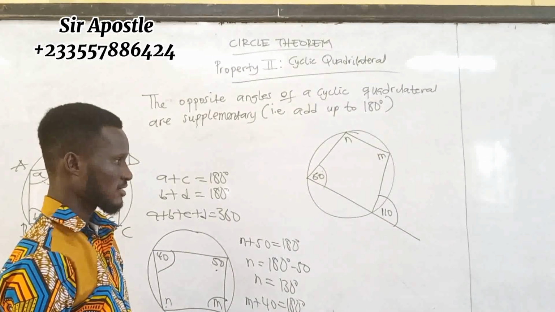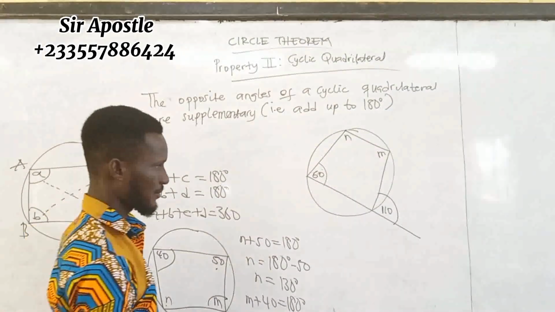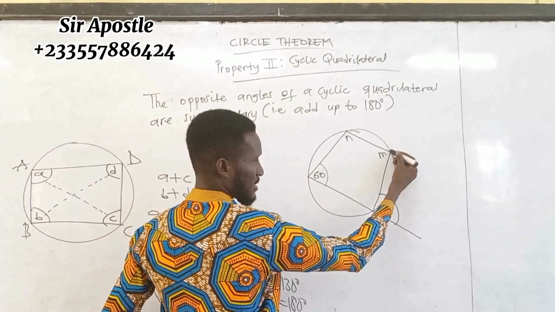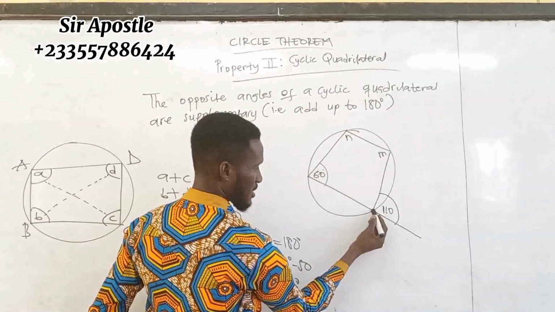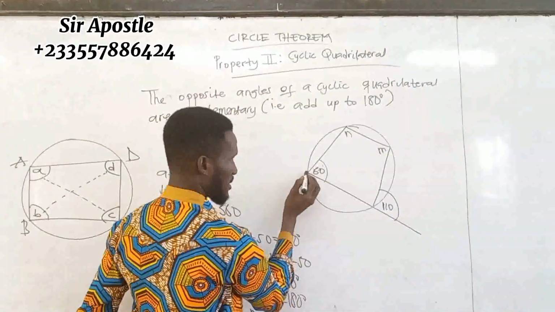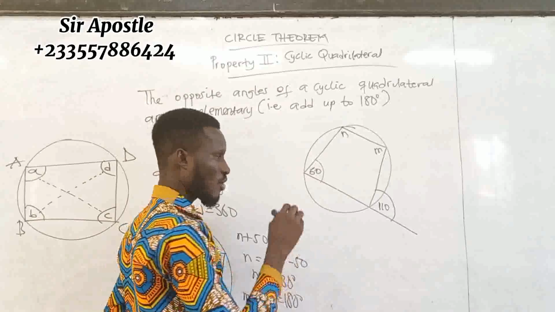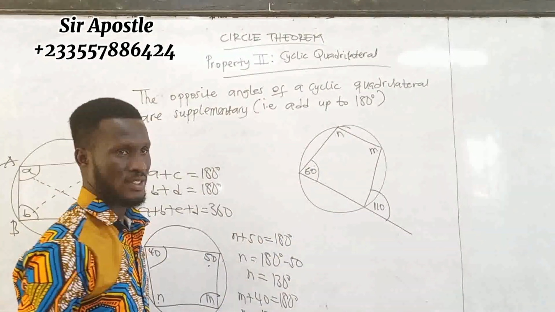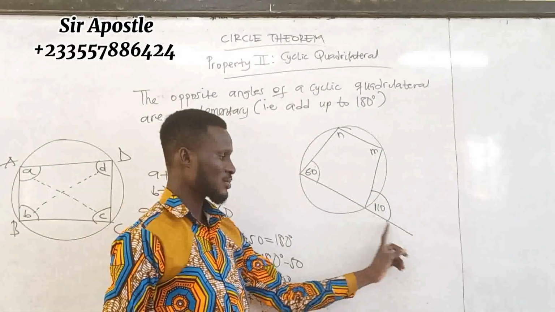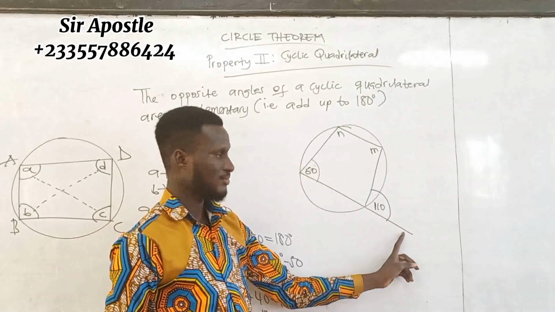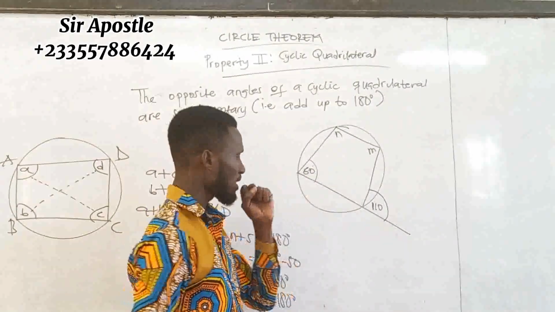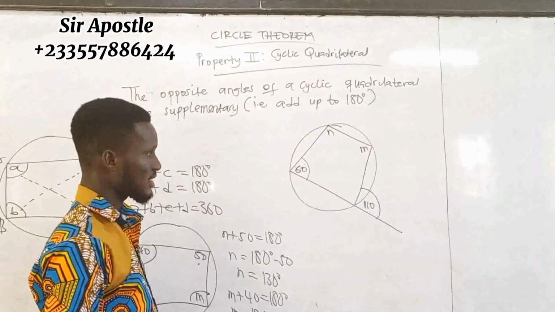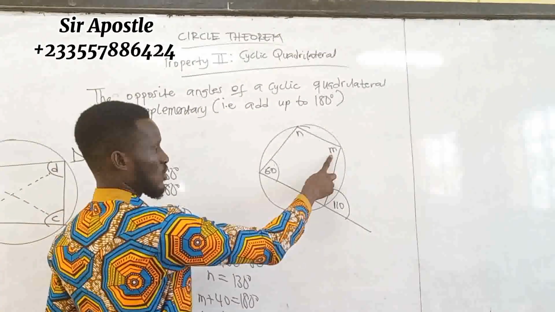So let's look at this. It's a cyclic quadrilateral. Why? This one touches the circumference of a circle. It touches this point, it touches here, touches here. So it touches 4 points at the circumference of a circle, but just that this line has been extended. Now listen. In simple terms, I can find the value of M.